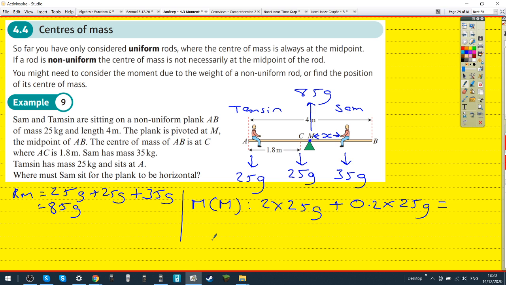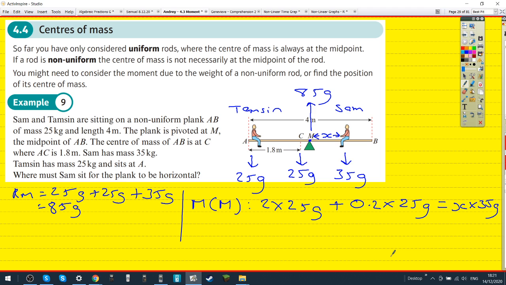And so will that be 2 times 35 plus x times 25? X times 35G. And how did you get the 2? Was that for Tamsin? I just used the 2 because it was halfway. But that might not be right. No. So we don't know.